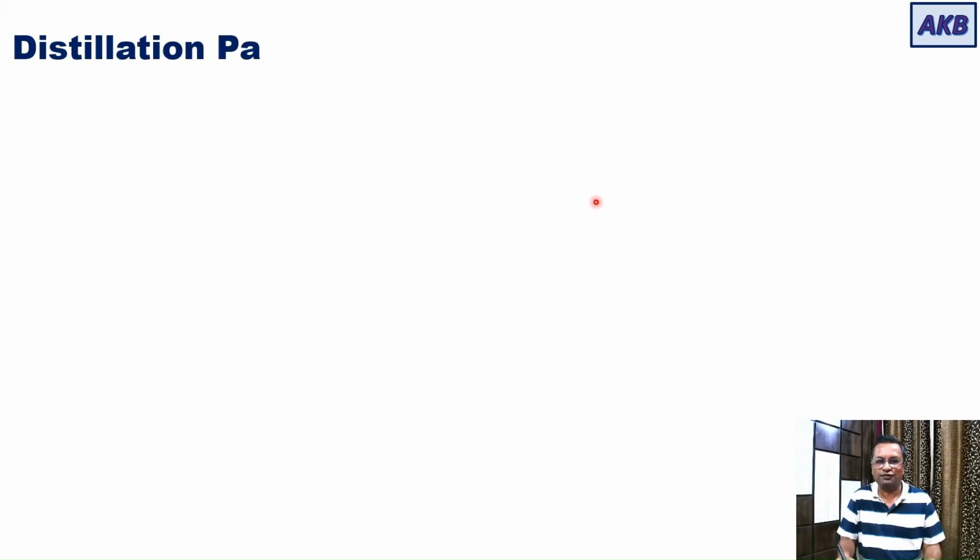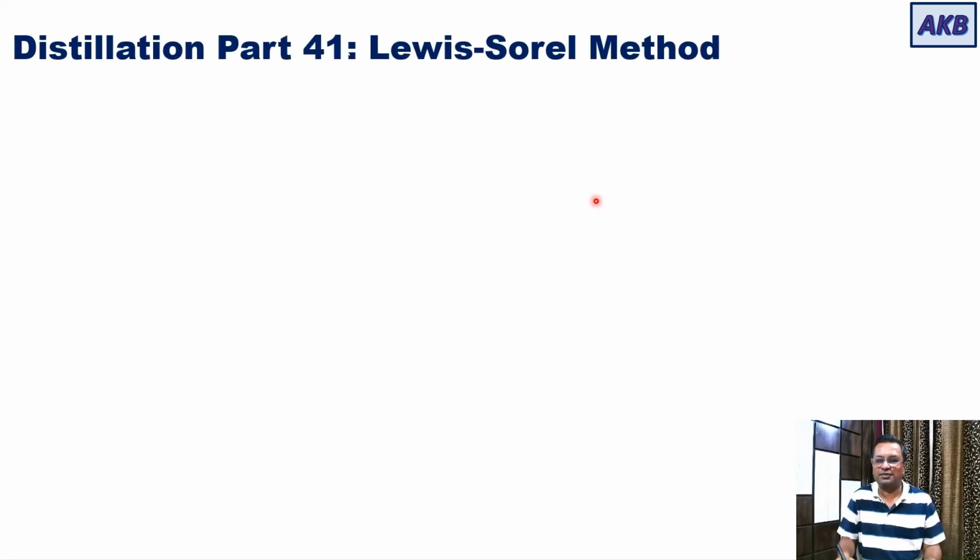This would be the 41st part of my discussion on distillation, and in this I will continue my discussion on the Lewis-Sorel method. In my previous video on this topic, I have discussed the steps that are involved in the Lewis-Sorel method, and if you have watched that video, you must know that the Lewis-Sorel method is used to find the number of ideal stages in a typical fractionating column.